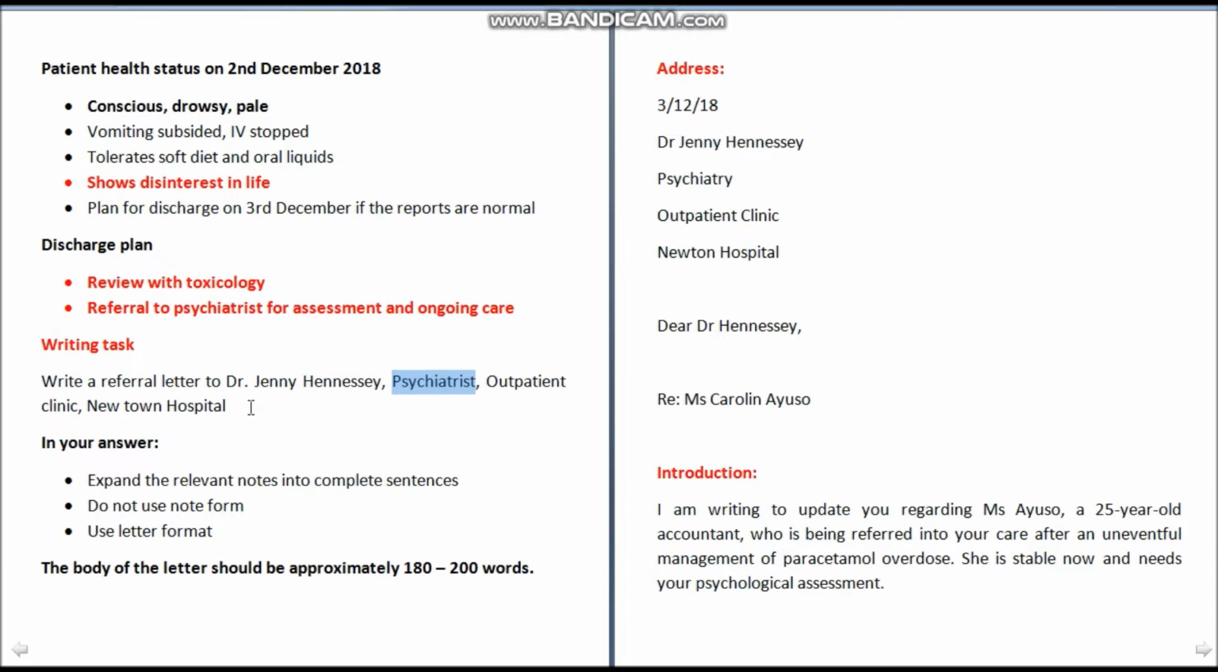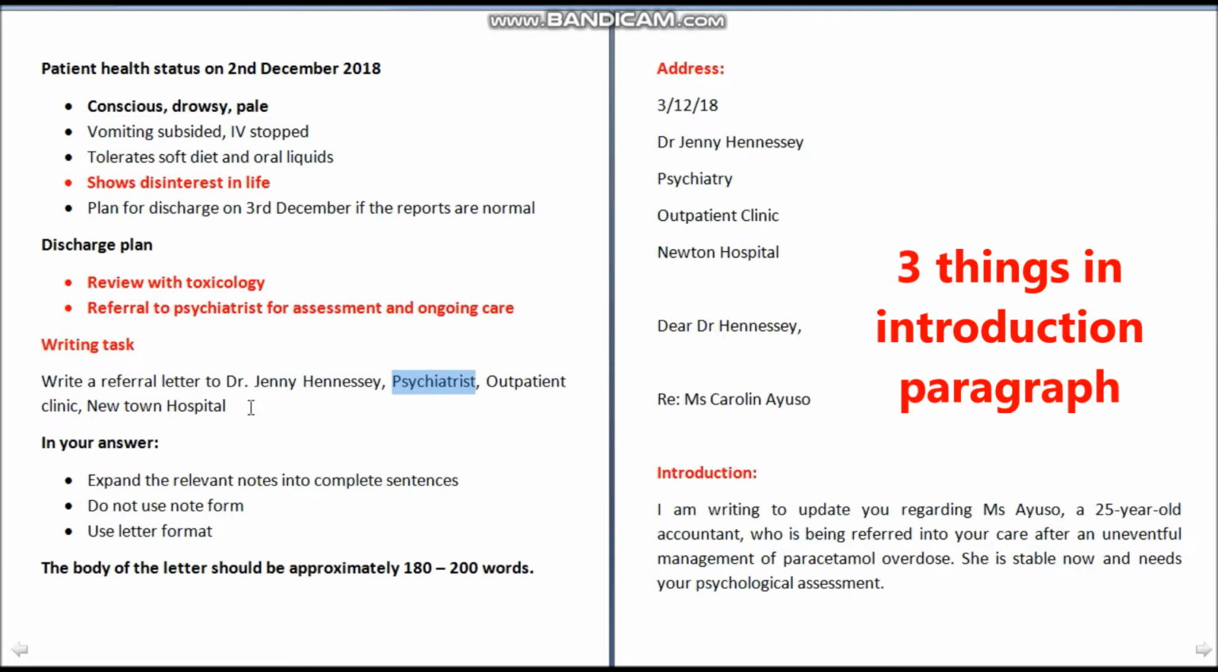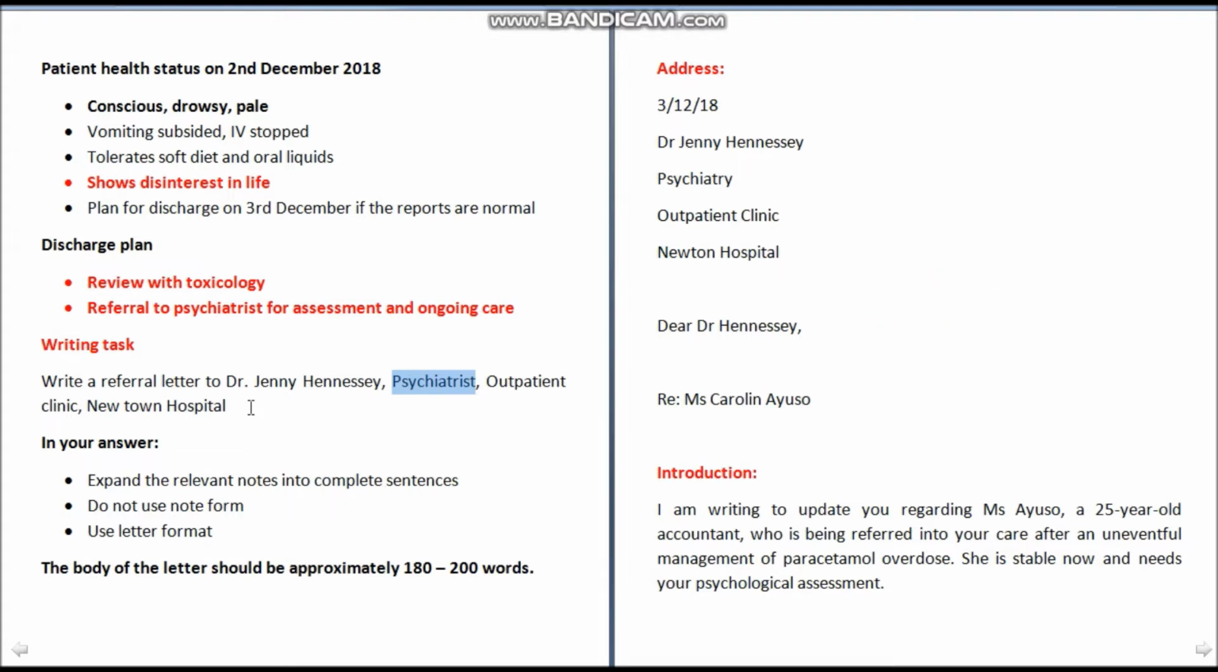Please keep in mind, as I have told you previously in my videos, that you have to include three things in your introduction paragraph. Number one is the patient detail, number two is the diagnosis, and number three is the plan. Up till now we don't have any information. We don't have patient detail, we don't have diagnosis and purpose of the letter. We only know that this is a referral letter.